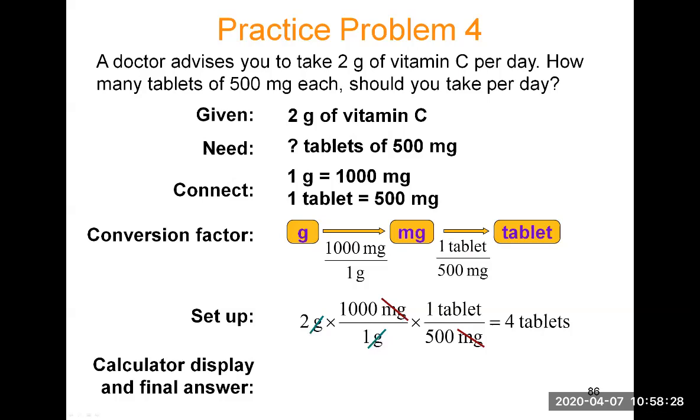1,000 milligrams over 1 gram, by definition, those two numbers are exact, so they are not limiting. And then the given amount of 2 grams is only 1 sig fig. So from both the 500 milligrams and the 2 grams, we are limited to 1 sig fig. And 4 tablets, it's already 1 sig fig. So the final answer stays 4 tablets. And so to obtain 2 grams of vitamin C per day, you would take 4 tablets of 500 milligrams each.